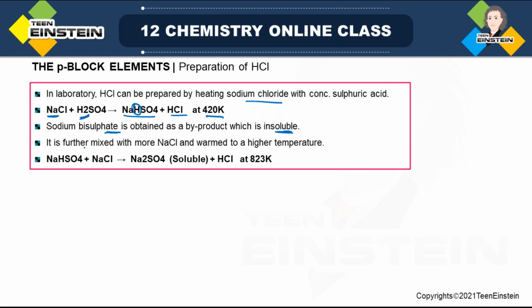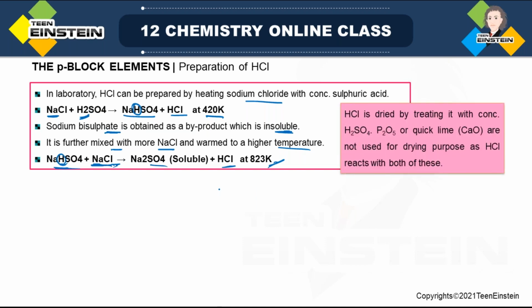Now, if you mix it with more NaCl and warm it to a higher temperature, the temperature for the second step is comparatively high, almost double, right? Now, another molecule of NaCl. This hydrogen is also replaced by this Na, and this H and Cl will produce another mole of HCl. And now sodium sulfate is soluble. That is the side product. So this is the laboratory method for generation of HCl.